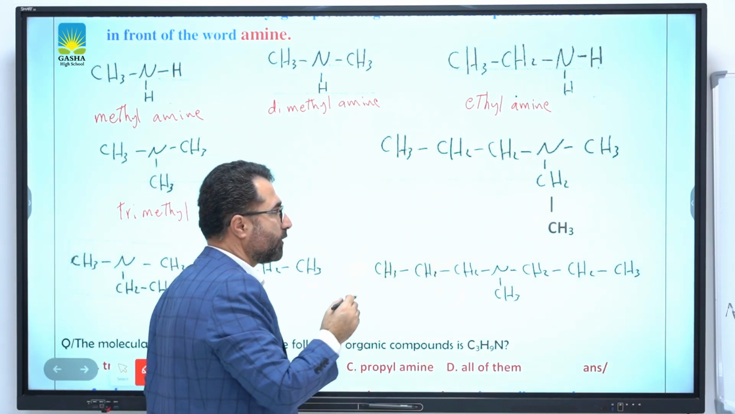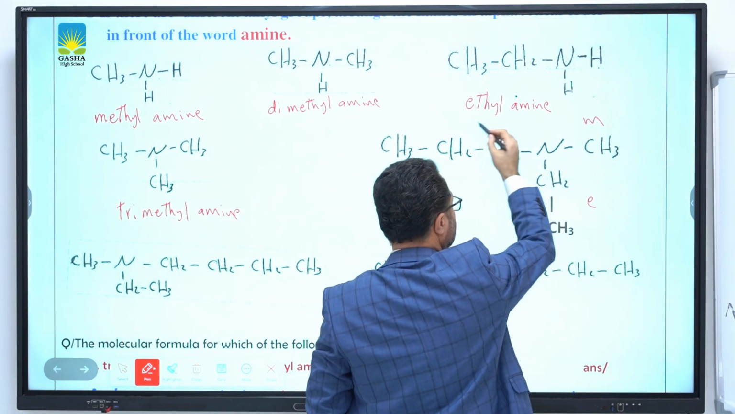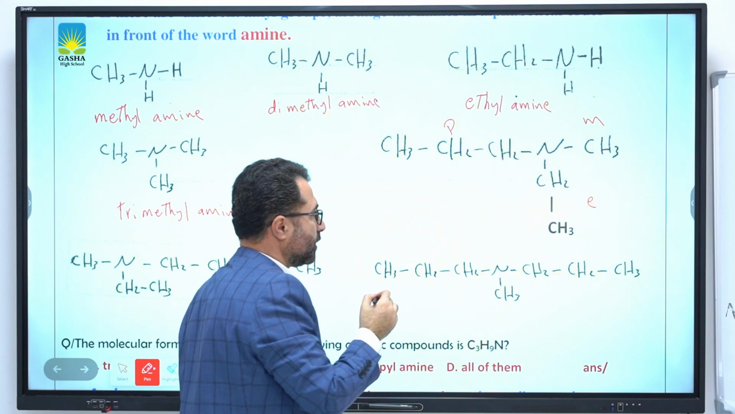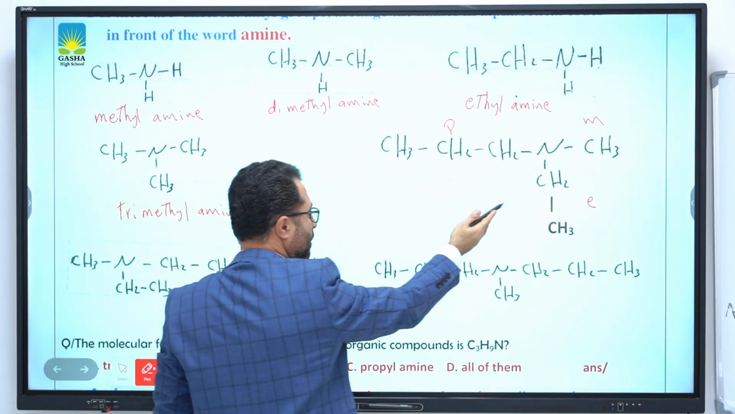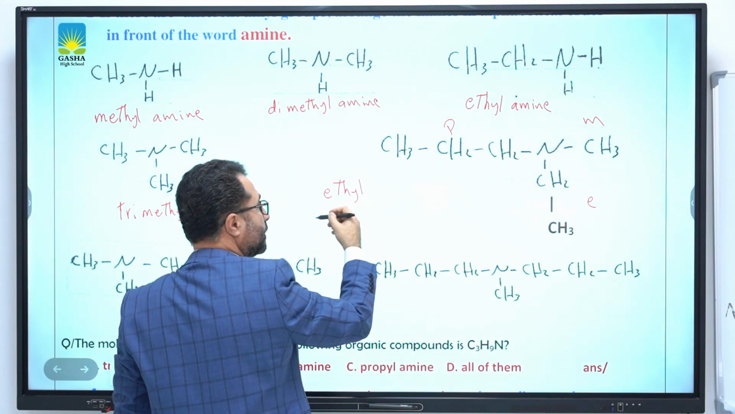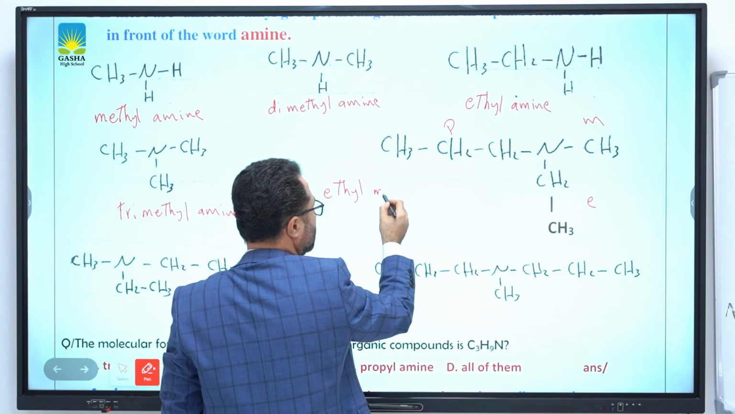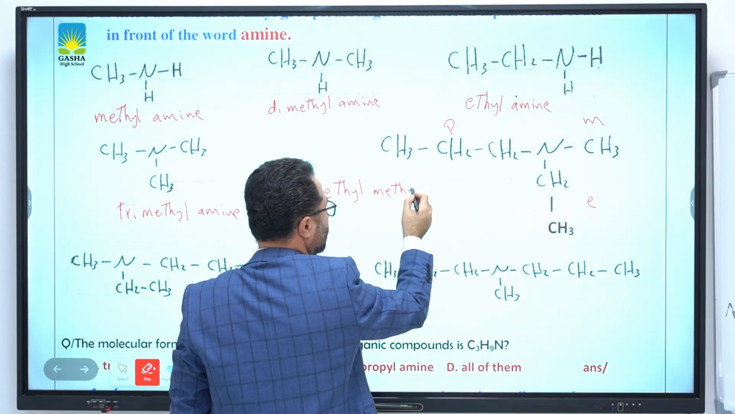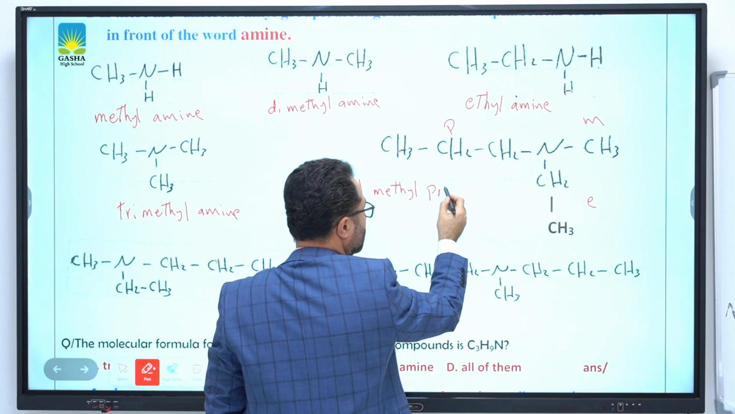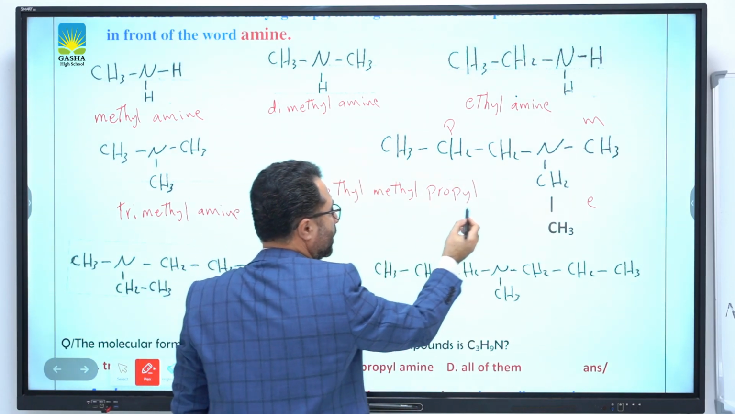So first we have to name the one that comes first in alphabetical order. It's E, M, and P. Who comes first in alphabetical order? Of course, E. So you have to write ethyl. And M is the second one, so it will be methyl, and then propyl: ethyl, methyl, propyl, and amine.